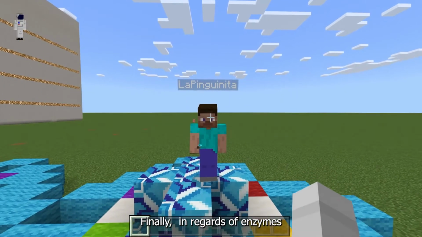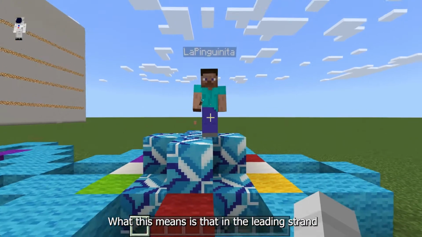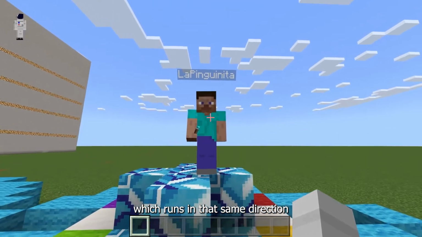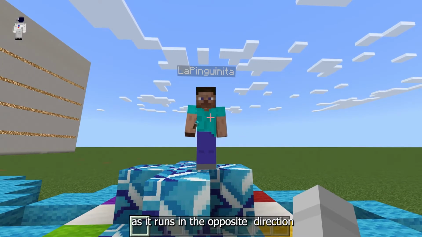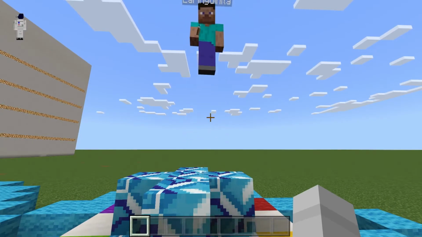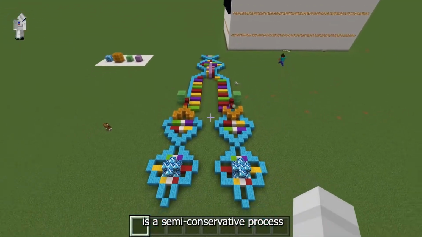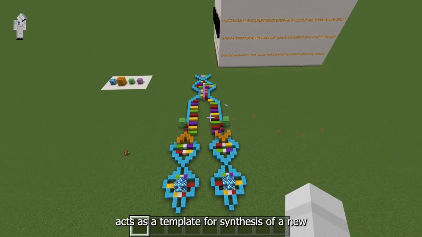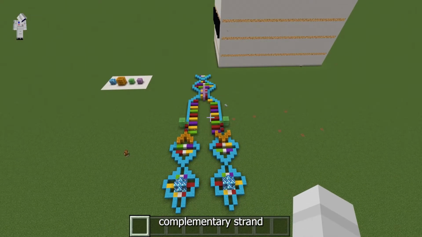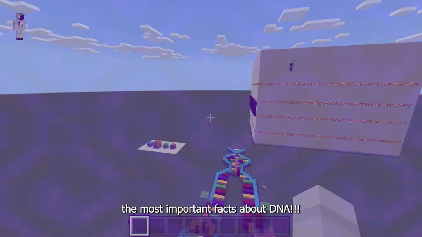Finally, in regards to enzymes, let's not forget that DNA polymerase runs in the 5 to 3 direction towards the fork. What this means is that the leading strand, which runs in the same direction, is synthesized continuously, but the lagging strand, as it runs in the opposite direction, is synthesized in fragments. As a conclusion, we now know that DNA replication is a semi-conservative process. Each strand in the double helix acts as a template for synthesis of a new complementary strand. We hope to have made clear at least the most important facts about DNA.